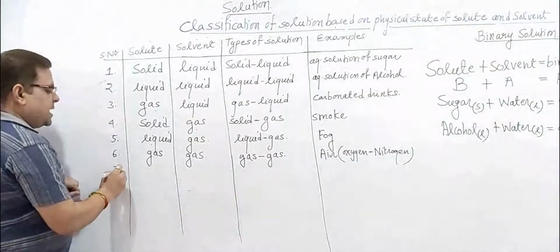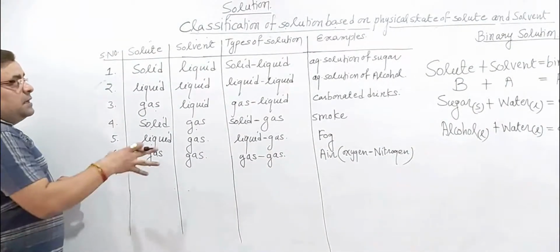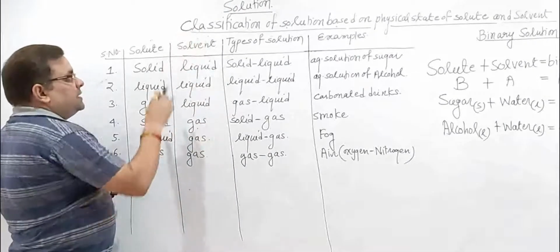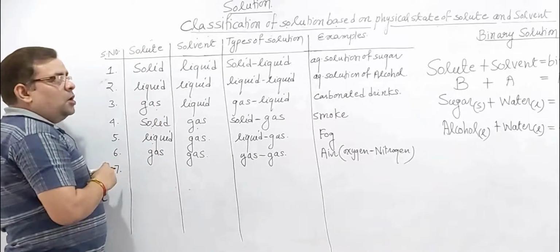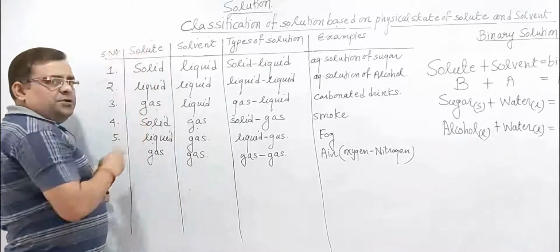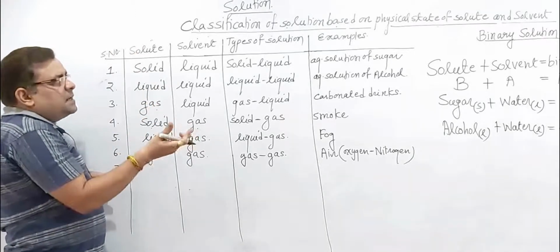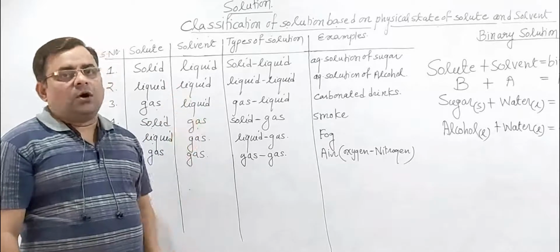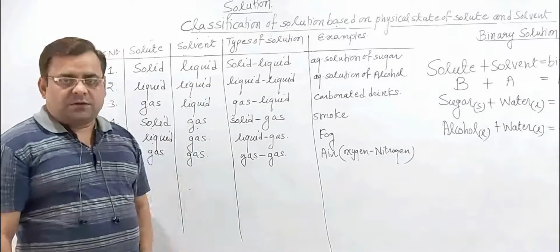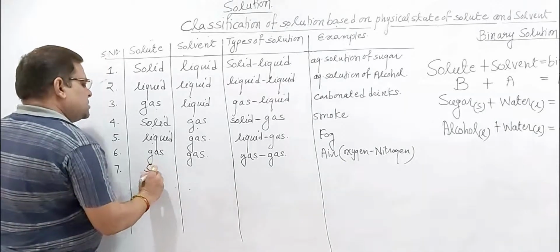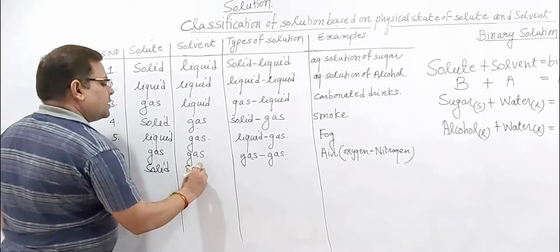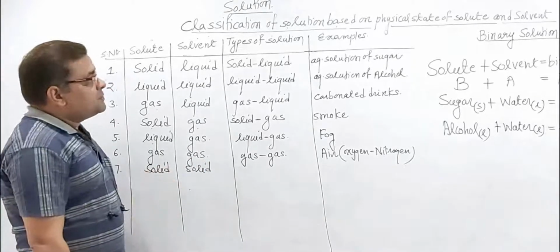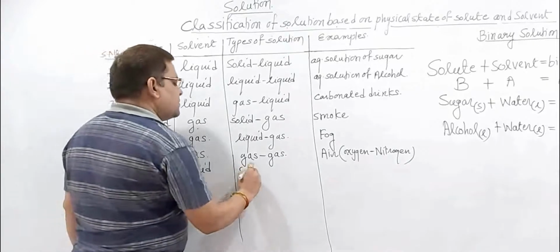And the seventh type of solution, if we consider solid as a solvent, then such binary solutions are called solid based solutions. So what is the meaning of solid based solution? Those binary solutions which have solid as solvent are called solid based binary solutions. For example, solid in solid: if both solute and solvent are present in solid state, then such a solution is called solid in solid solution.